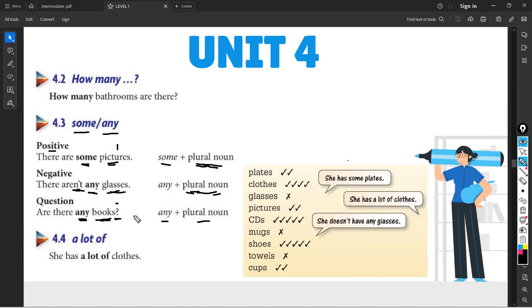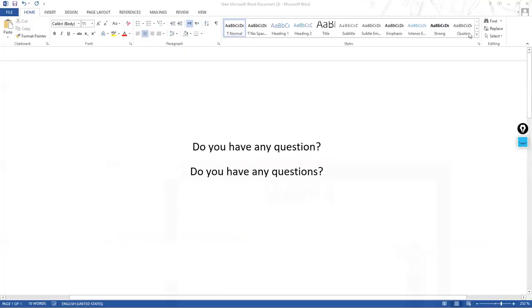Okay, Suna? Please stop using some and any with singular. So what is the correct sentence here? The second one. Exactly. So this is with some and because it's a question.